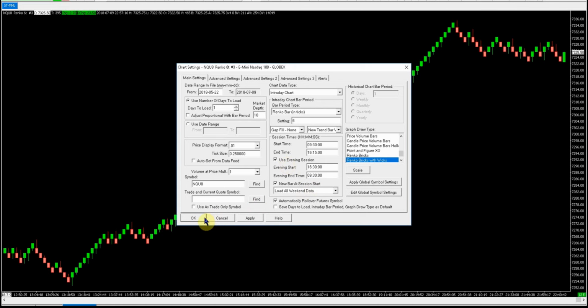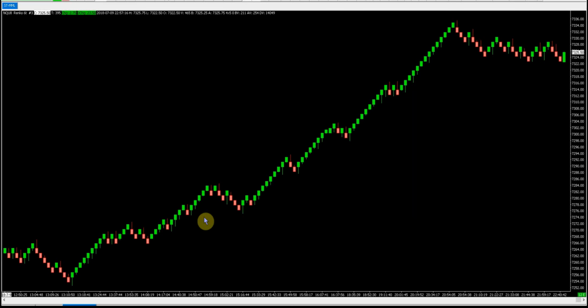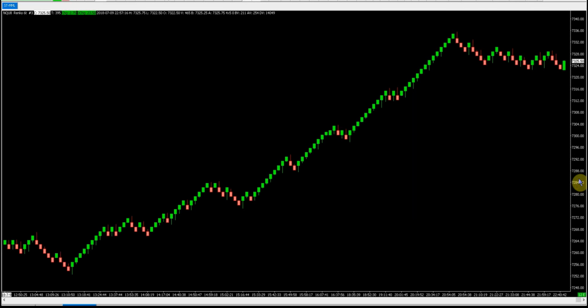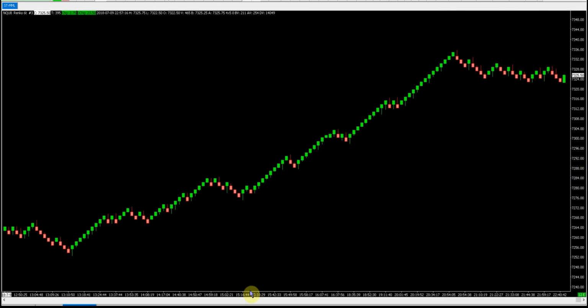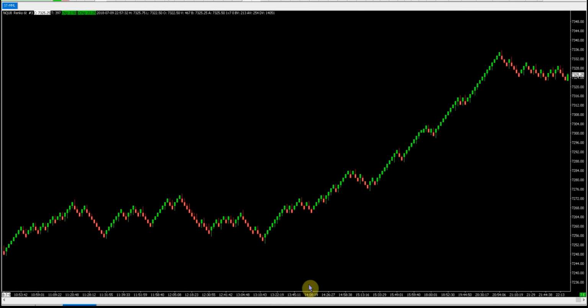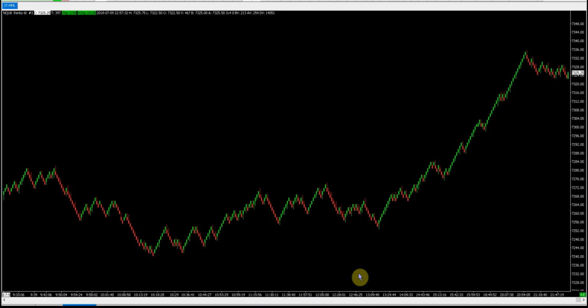So let's build it. Okay, so here we have our chart. That's number one, and that was basically today's chart. Let me stretch it out for you so you can see it a little bit. There's basically how it went. A little bit choppy, but sometimes you can scalp choppy charts.